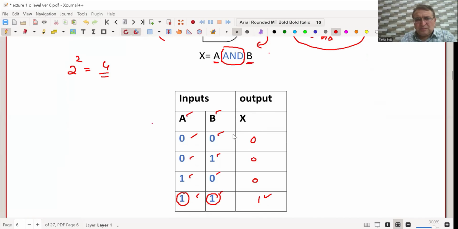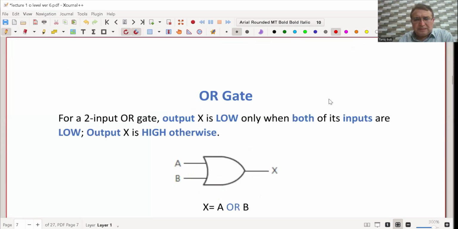Sometimes you may be asked a question like this, that you may be given this truth table and you are asked, what gate does this behavior represent? So your answer will be just AND gate. And that's it. Fine. Let's move further.